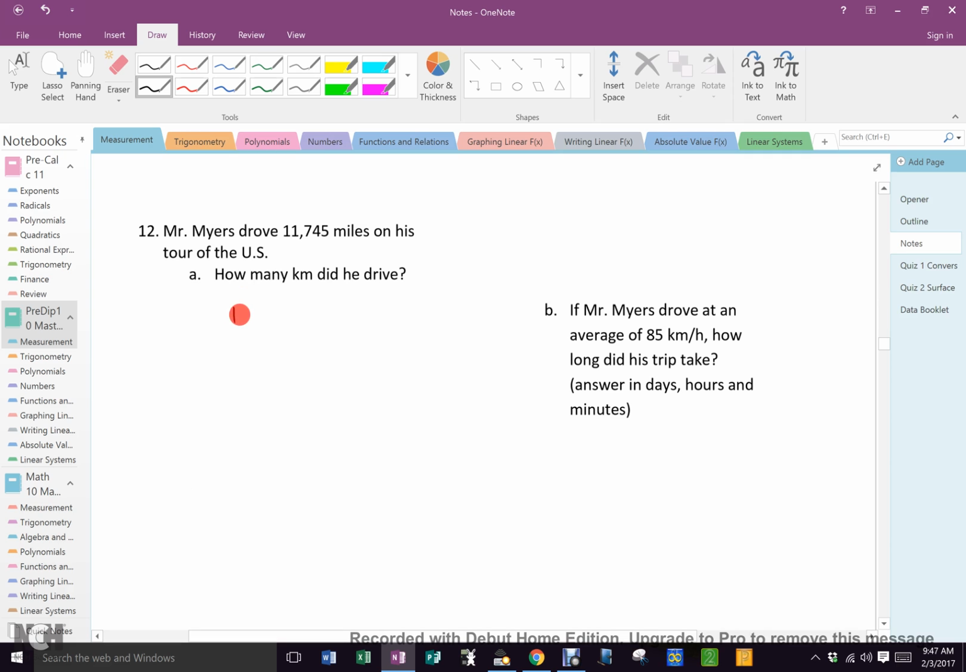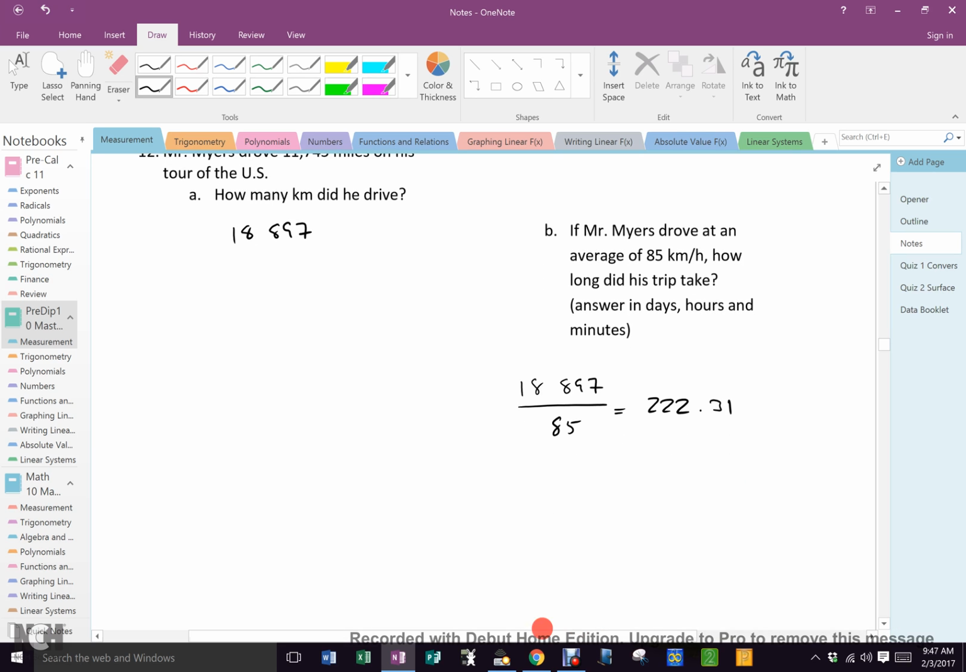How far did I drive? 18,897. And if I drove an average of 85 kilometers, how long did my trip take? So what do I do with 18,897? I divide by 85, right? And that gets me how many hours? Something like 222.31. Okay, that's how many hours I drove.